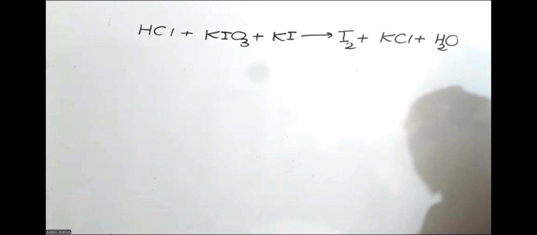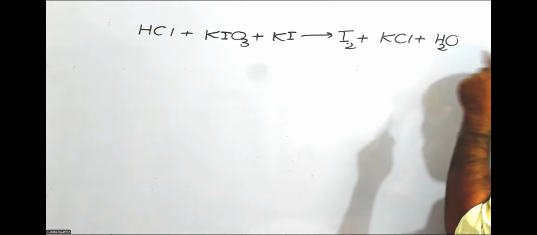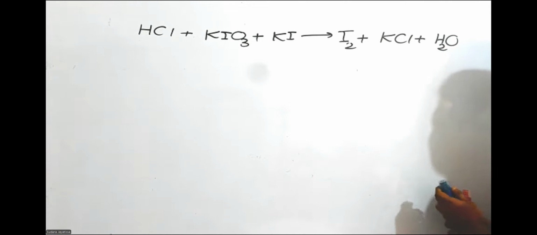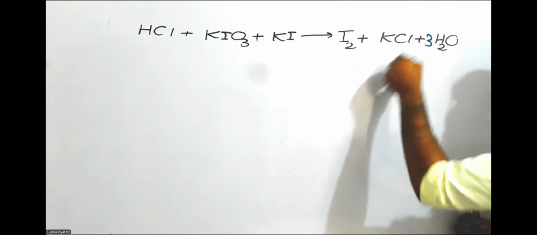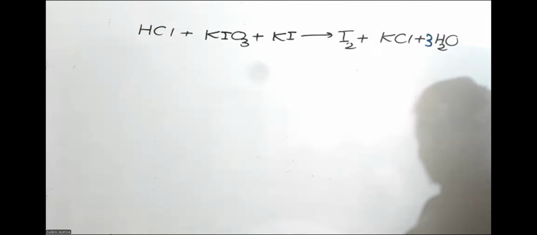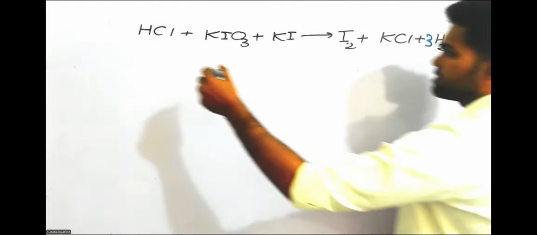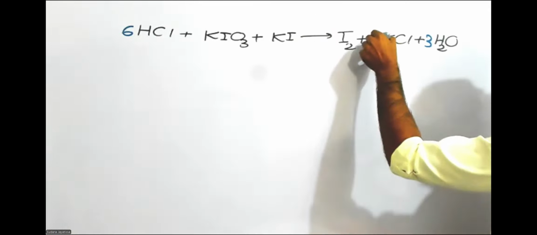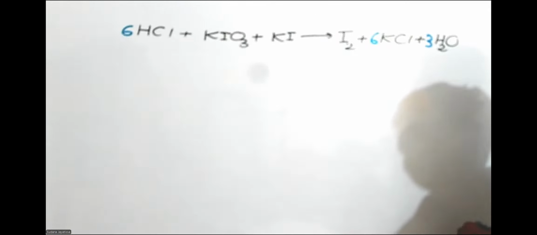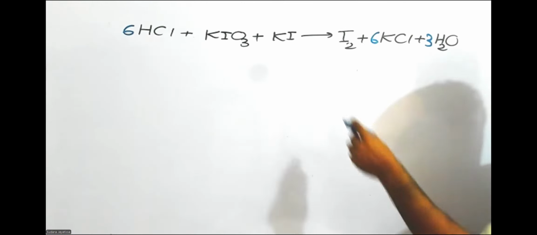So here, yeah, start with the oxygen. Here you have 3 oxygen. Then let's put 3 water. And if you have 3 water, then there are 6 hydrogen atoms. So this will be 6 HCl. If there are 6 HCl, this will be 6 KCl. Okay, see the way we are going.